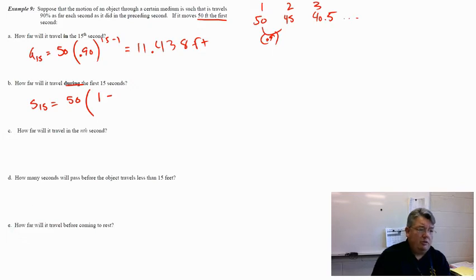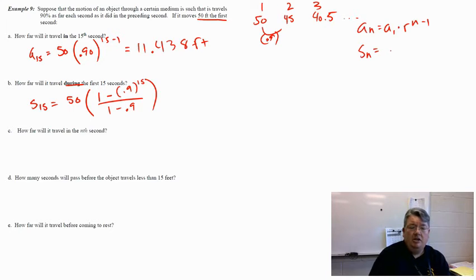Sorry, I need to select the right thing. 1 minus 0.9 to the power of 15 all over 1 minus 0.9. I'm just using the summation formula. So we used this formula, a sub n equals a sub 1 times r to the power of n minus 1. Use this formula, s sub n equals a sub 1 times 1 minus r to the power of n all over 1 minus r.